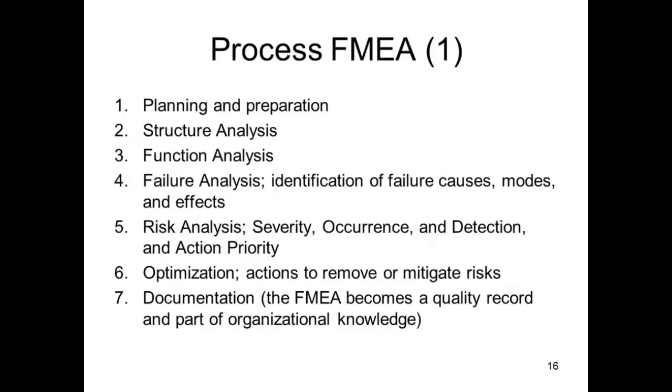For the process FMEA, there are 7 steps, and this is from the AIAG VDA manual, which is an extremely good reference. Planning and preparation, structure analysis, function analysis, failure analysis, risk analysis. By the way, they no longer have the risk priority number, which had some drawbacks. Now they have an action priority matrix, which makes a lot more sense.